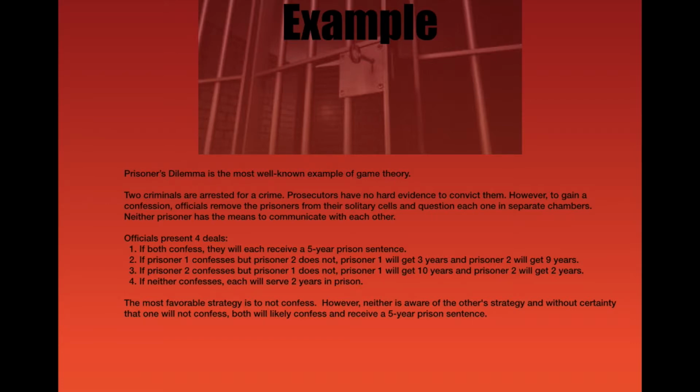Option 1. If both confess, they will each receive a 5-year prison sentence. 2. If prisoner 1 confesses but prisoner 2 does not, prisoner 1 will get 3 years and prisoner 2 will get 9 years. 3. If prisoner 2 confesses but prisoner 1 does not, prisoner 1 will get 10 years and prisoner 2 will get 2 years. 4. If neither confesses, each will serve 2 years in prison. The most favorable strategy is to not confess. However, neither is aware of the other's strategy, and without certainty that one will not confess, both will likely confess and receive a 5-year prison sentence.